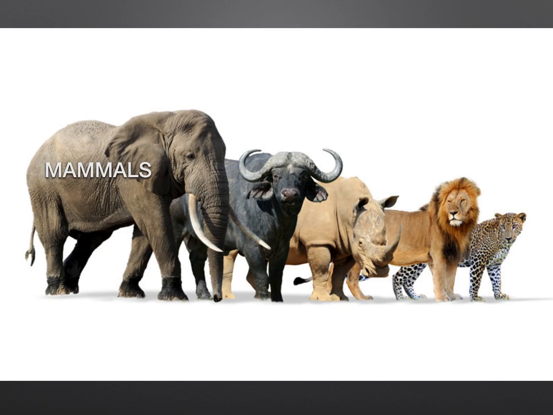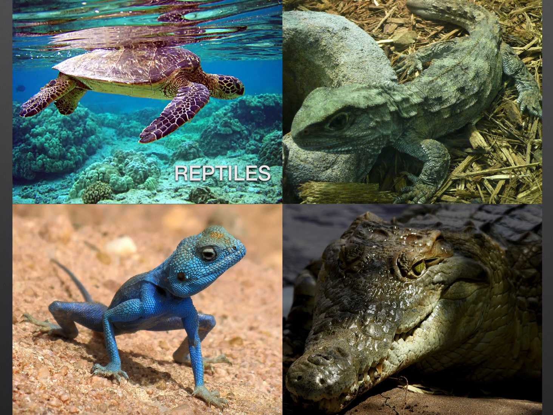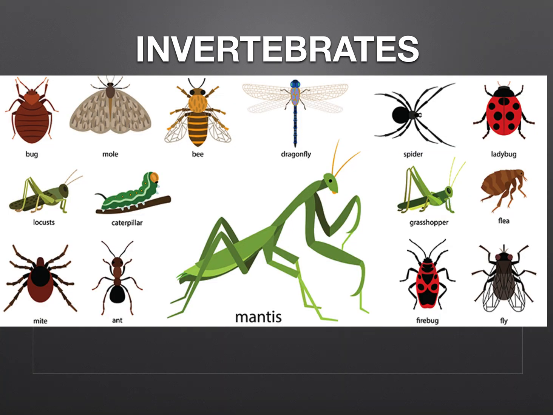If the animal has hair or fur, gives birth to their young, and has bones, it's a mammal. If your animal has bones, lays eggs, and has feathers, it's a bird. If your animal has bones, lays eggs, and has scales, it's a reptile. And if it has no bones, it falls in the invertebrate category.